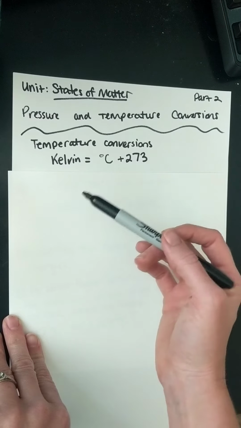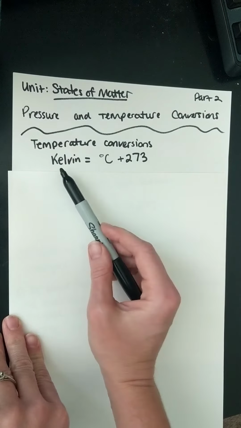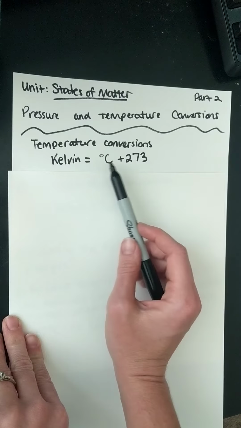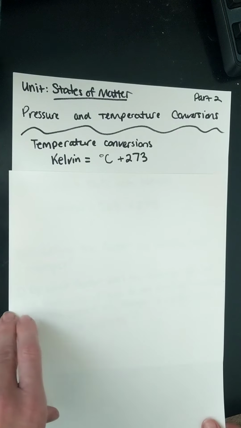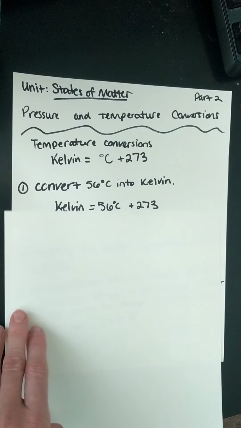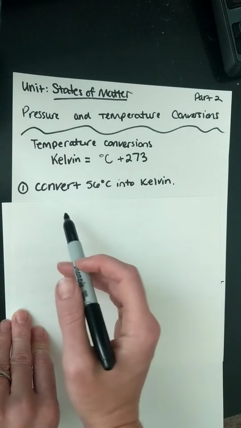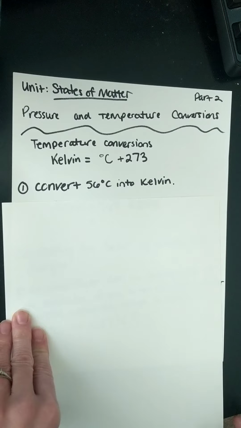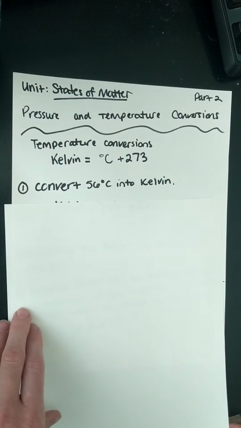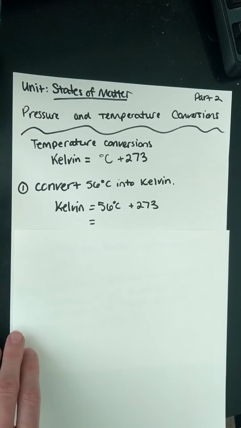We always try to convert to Kelvin. The way we do that is Kelvin is equal to the degrees Celsius plus 273. So the first type of problem we'll see is convert 56 degrees Celsius into Kelvin. We can go ahead and start setting up the problem.